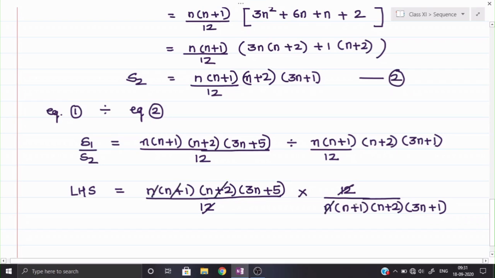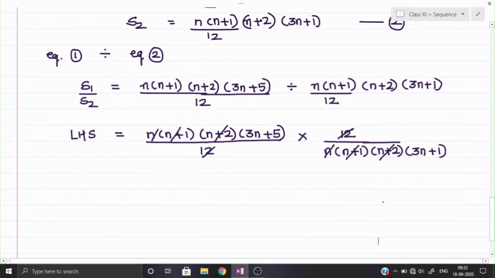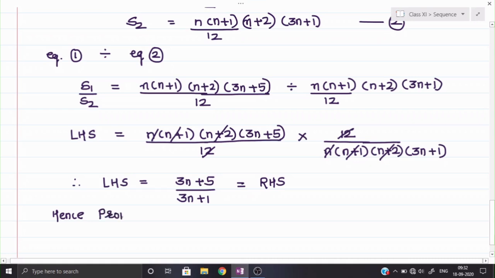These all three terms are cancelled. So we can say that therefore the left hand side is equal to 3n plus 5 whole divided by 3n plus 1. Okay, and which is equal to the RHS. So we can say that hence it has been proved whatever we required. Lengthy question, but I don't think it is difficult.